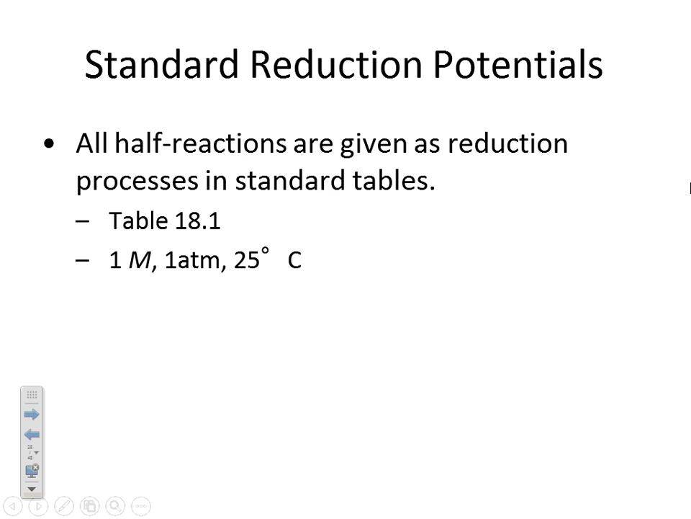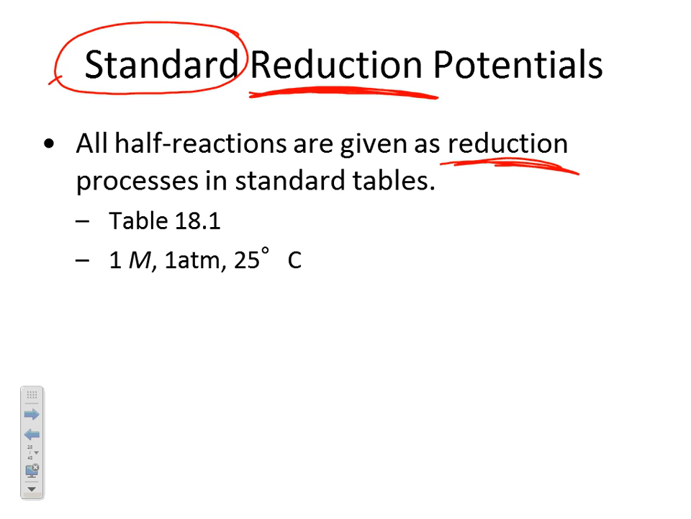We determine cell voltage, cell EMF, cell potential through something called standard reduction potentials. And this is a reference thing. This is something that you look up. And these are all half reactions. They're all reduction. Notice that we define this in terms of reduction. Reduction is sort of our go-to reference table for electrochemistry. And they are standardized, which means that they're all under 1 molar solution, 1 atmosphere pressure, 25 degrees Celsius.